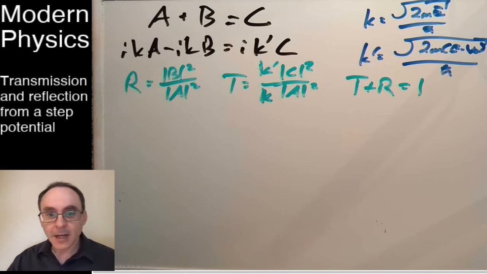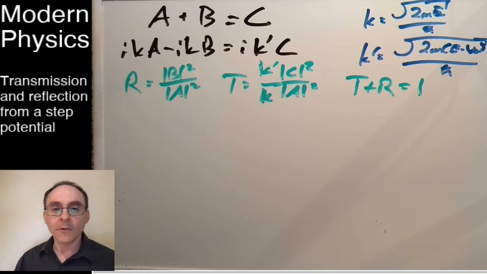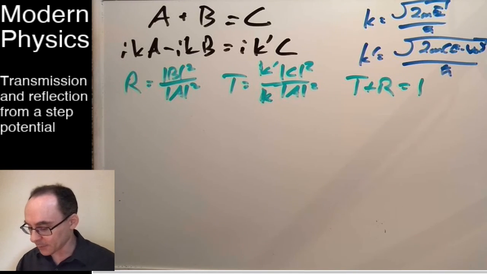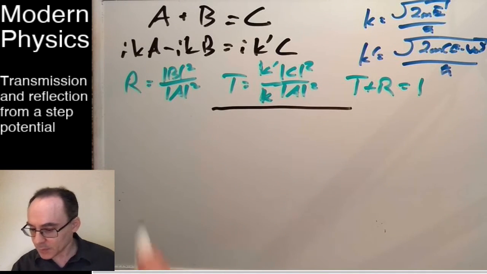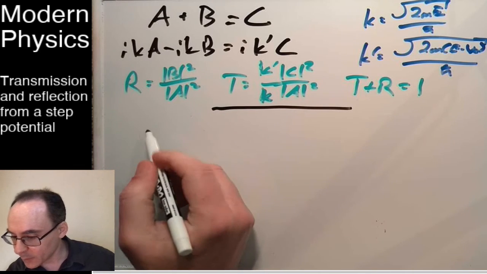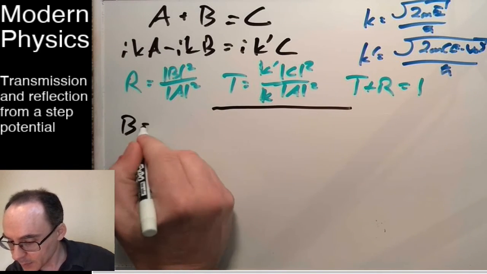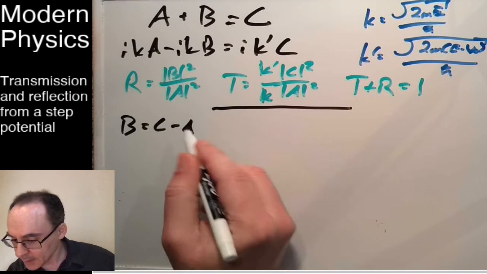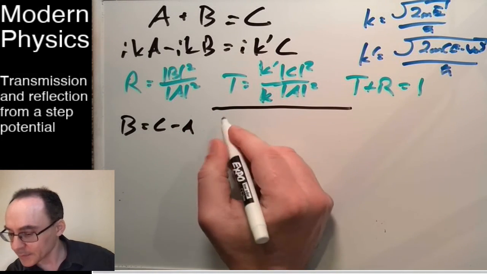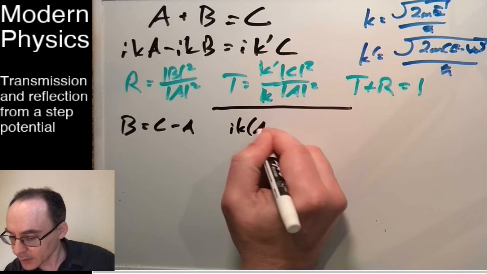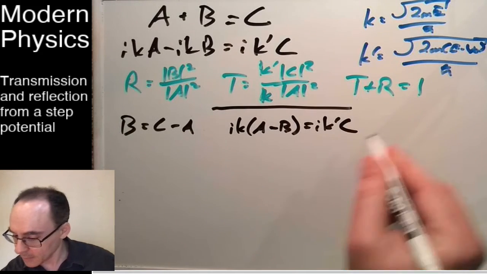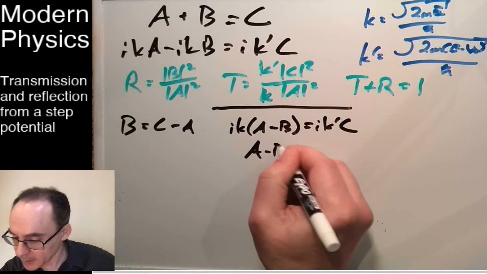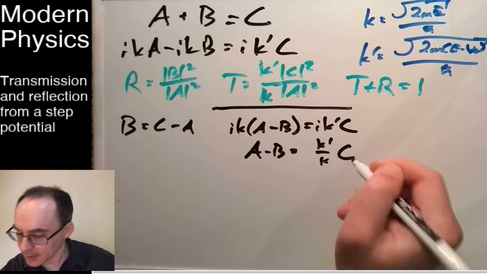So now we just want to take these top two equations and rearrange them, solve for B and C in terms of A, and see what we get for these reflected and transmitted probabilities. So let's just put that in. For example, B, we can rewrite this, B equals C minus A. We can take this second equation, pull out the ik, then we can say, okay, A minus B equals K prime over K times C.